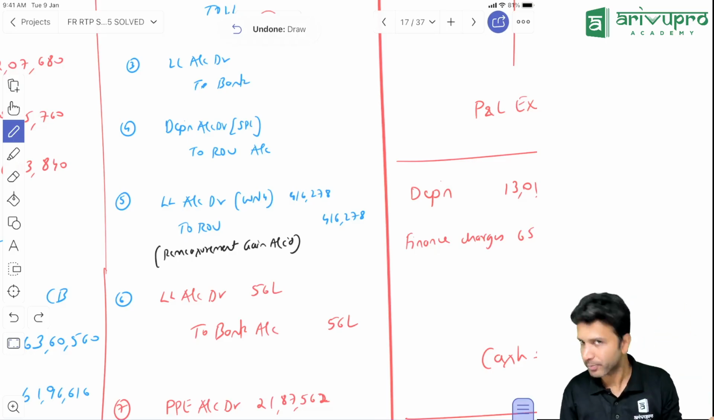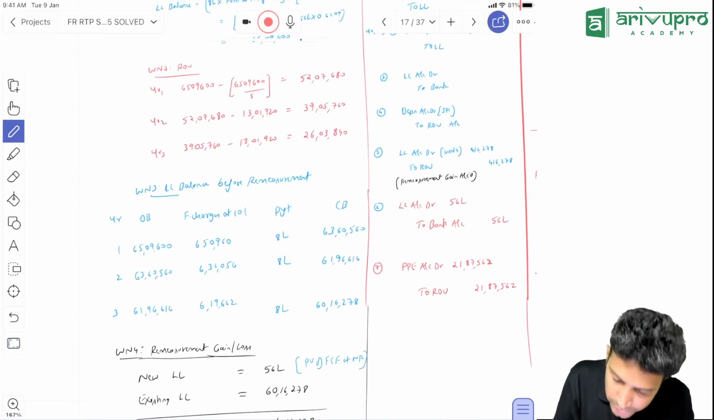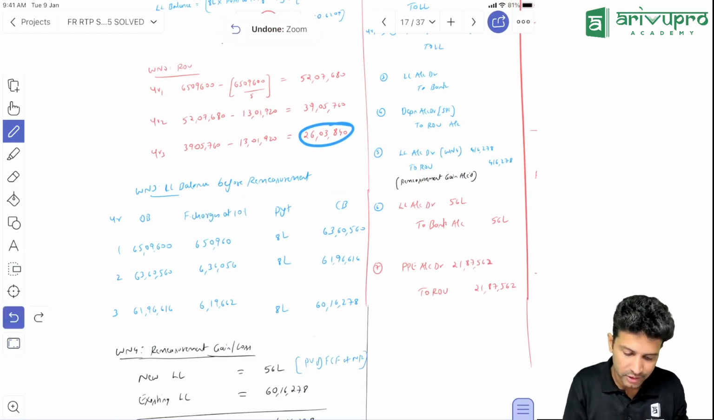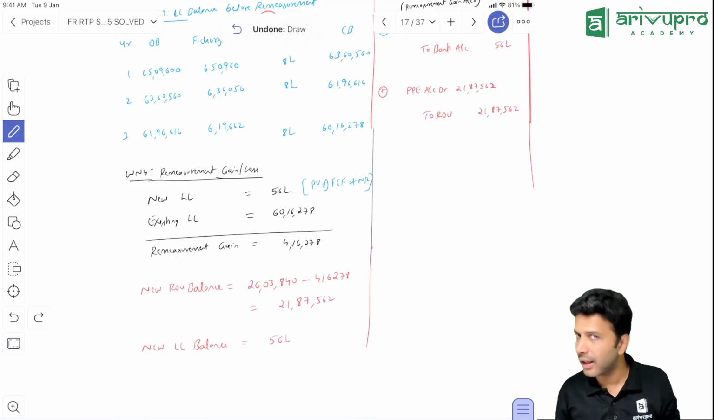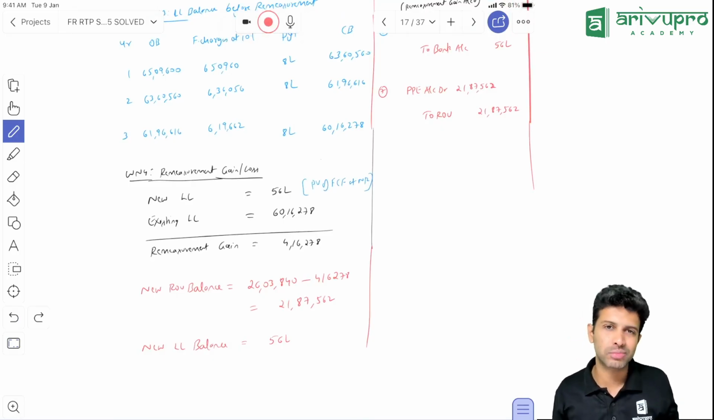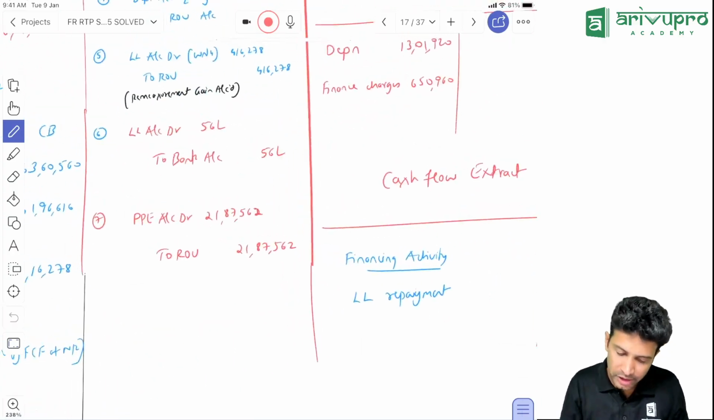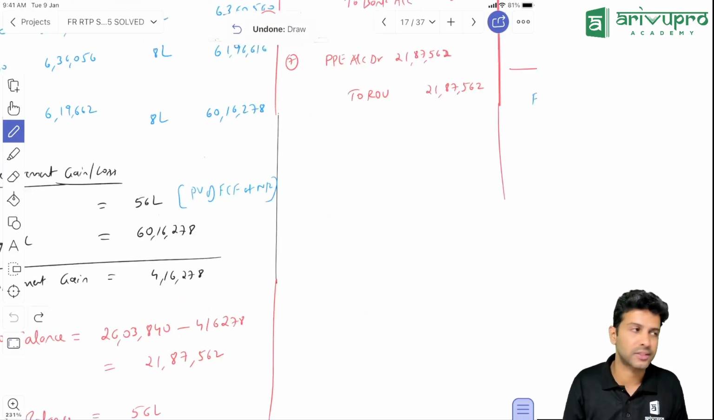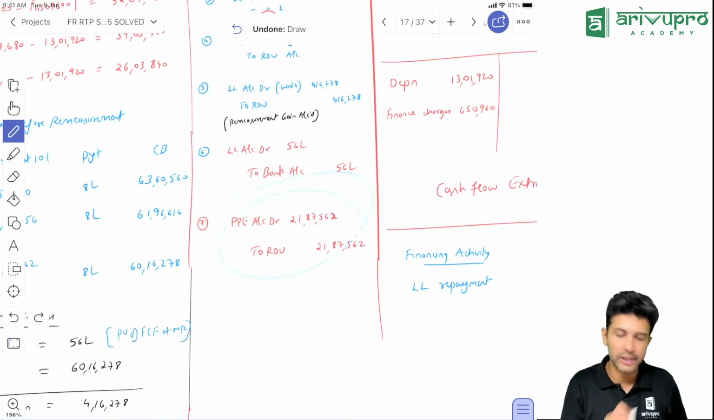It's nullified. But we still have ROU. How much is the ROU balance? It was 26 lakh. After you book the remeasurement gain, it reduced by 4,16,278. So the ROU balance now is 21,87,562. But it is not ROU anymore. Since you purchased the asset, now it becomes your PP. So you'll have to reclassify this, same value, from ROU to PP. The 21,87,562, from ROU, you will reclassify to PP. That's your reclassification entry. That's all.